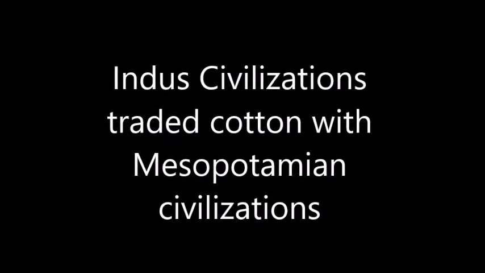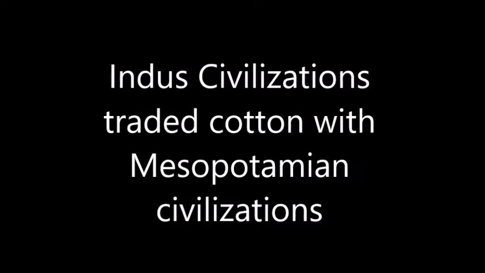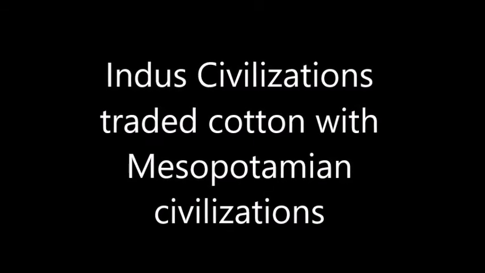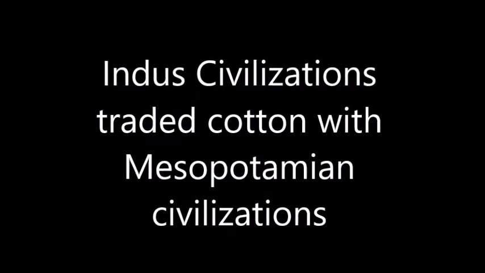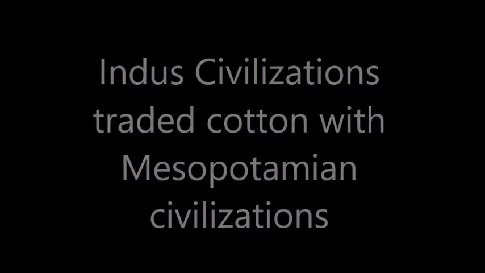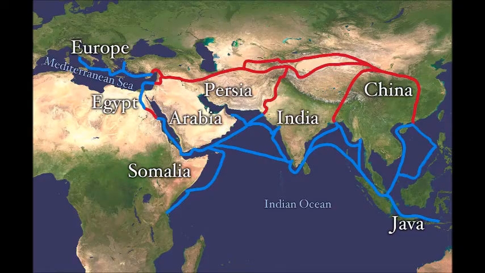regular irrigation of crops. The Indus civilizations traded cotton and jade, possibly with China, but most definitely with the Mesopotamians, as part of the Mesopotamian-Indus trade route, which was part of the eventual broader Silk Road trading route.